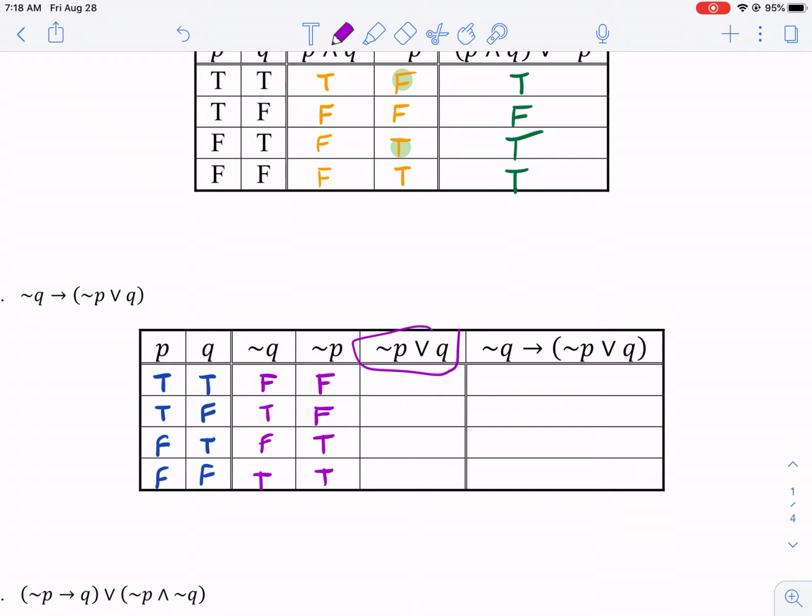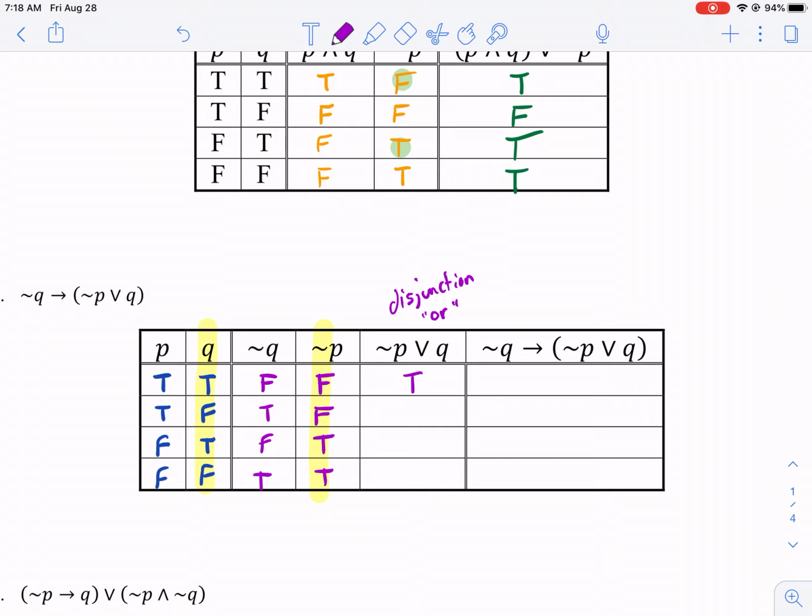Next one, this is disjunction. Disjunction means or. Is one of them true? Is either not P or Q true? Well, let's focus on this column or this column. Is one of those true? In this case, one of those is true. The Q is true, so we can put true. Only one needs to be true.